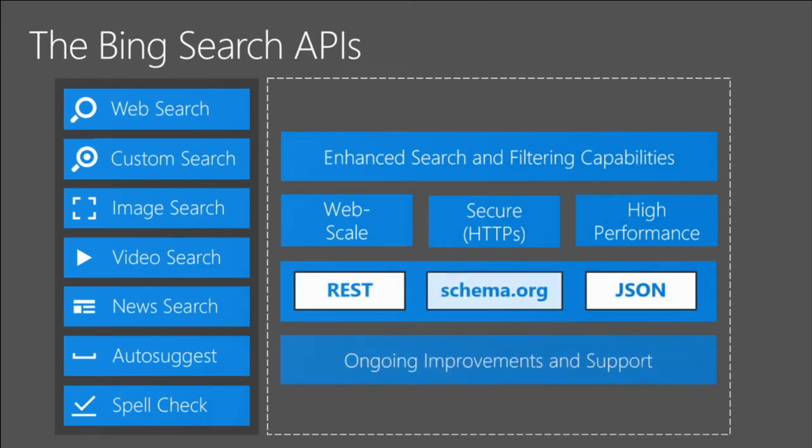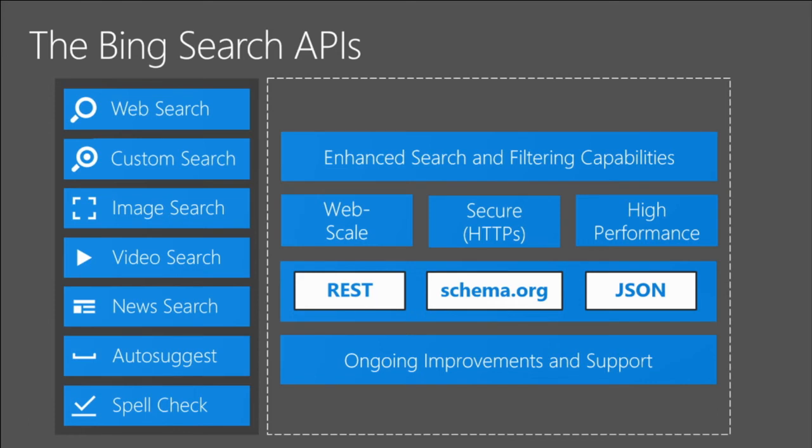So when we look at the Bing search APIs all up, I mentioned a bunch of them before: web, custom, image, video, news. We've got auto-suggest and spell check as well. But the key thing about the APIs is that they're web scale, they're secure, you can call them over HTTPS, and they're very high performant because they use the exact same stack that's processing those trillions of queries that we're getting. And they're RESTful, so they follow standards in schema.org, and they will return JSON just like the JSON that I showed you earlier in my custom search demo. And we'll look at that a little bit closer in a moment.